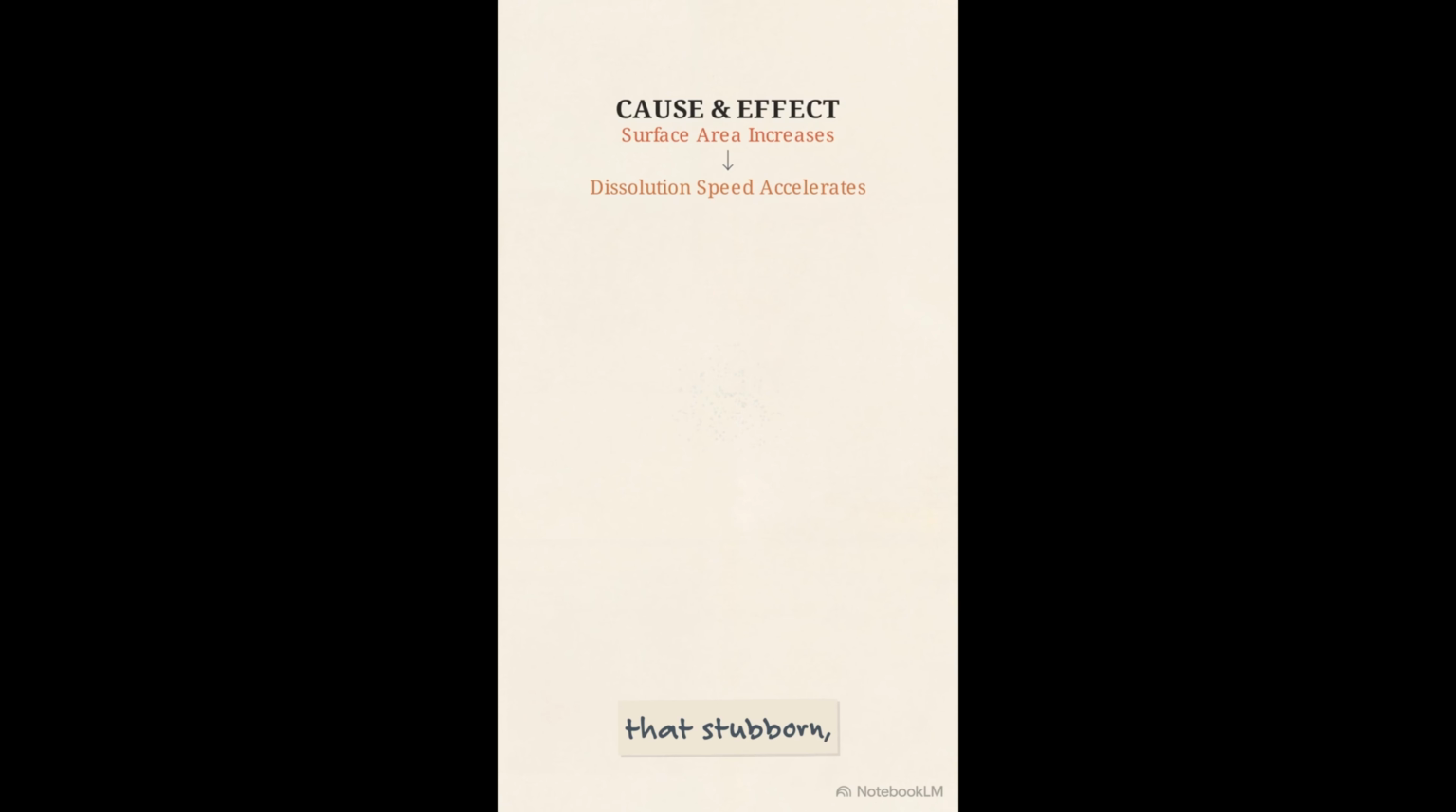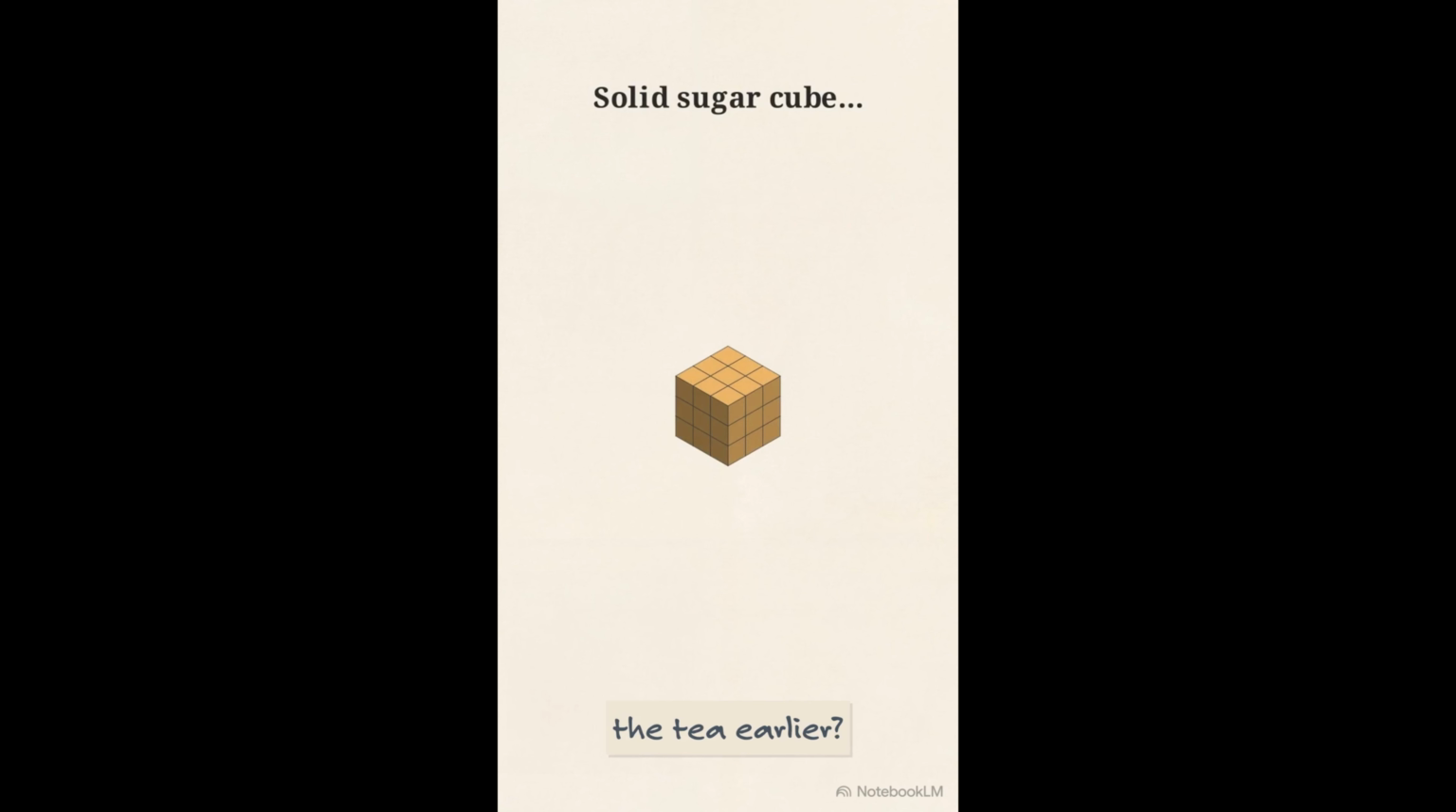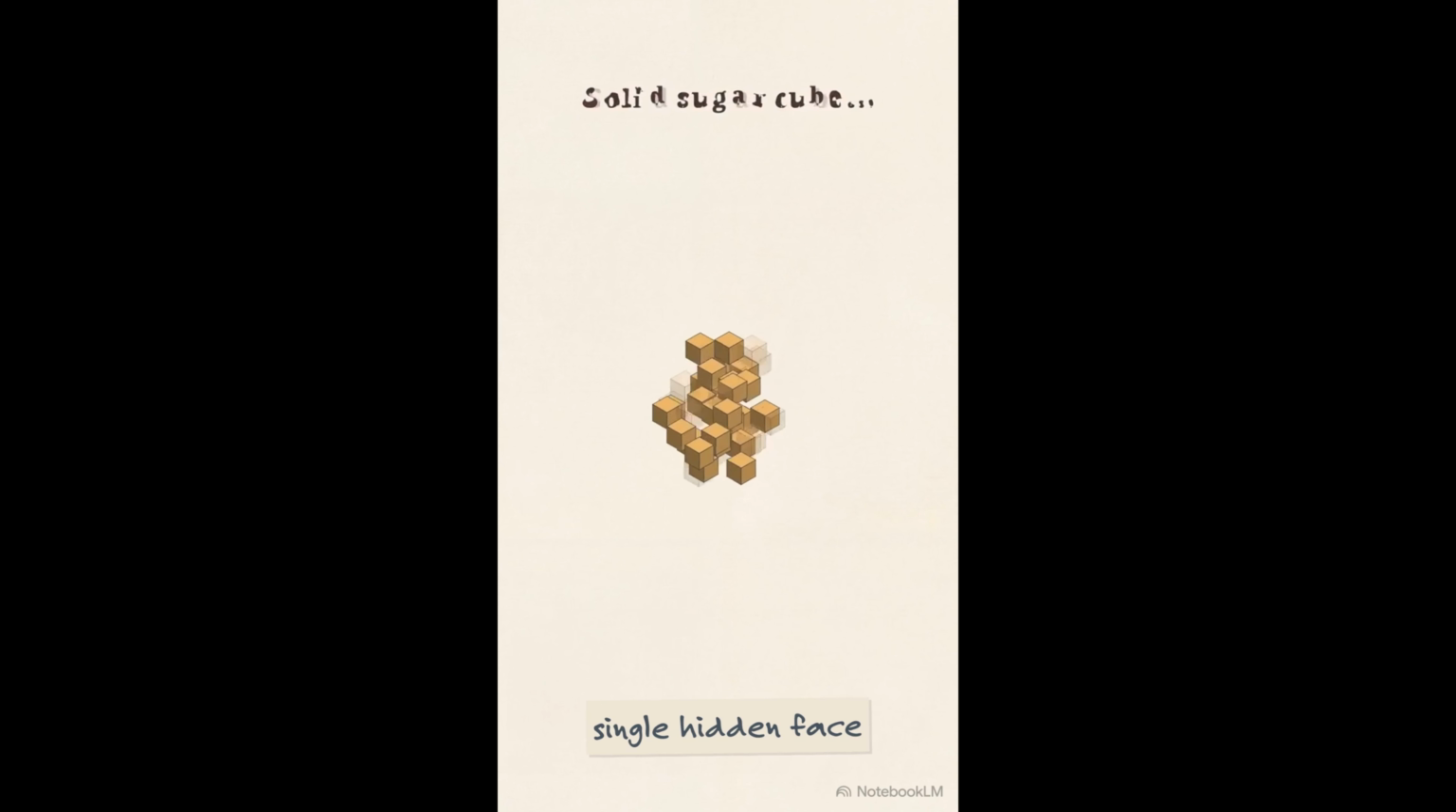So what about that stubborn, solid sugar cube we dropped into the tea earlier? Crush it up, expose every single hidden face to the liquid, and it vanishes completely in seconds.